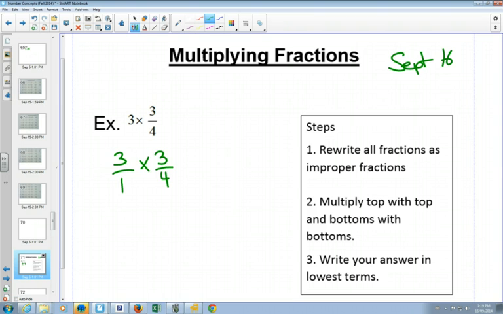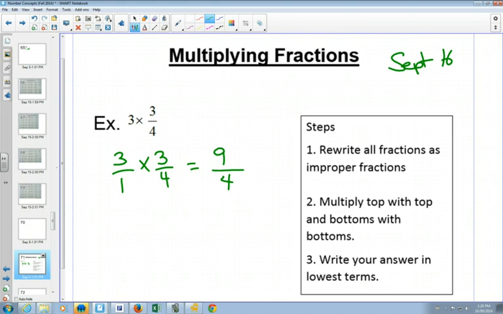Once we have both of them as fractions, so anytime you have a whole number, you'll make it over 1. Then you're going to multiply the top with the top, which is the numerator, the numerators together, and then you multiply the bottoms together, which are the denominators. So, if we multiply the tops together, 3 times 3 is 9. You multiply the bottoms together, 1 times 4 is 4. Don't have to get a common denominator.